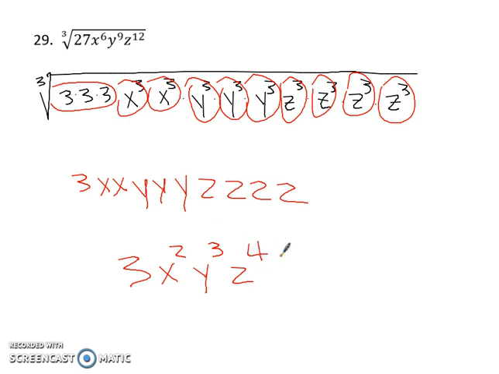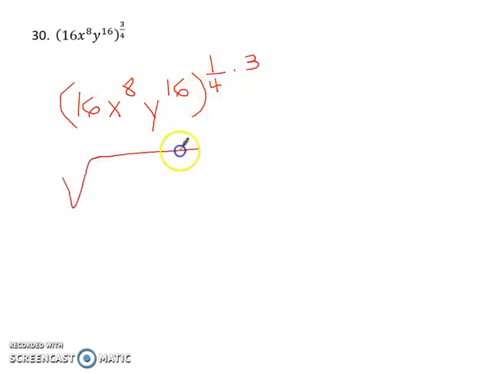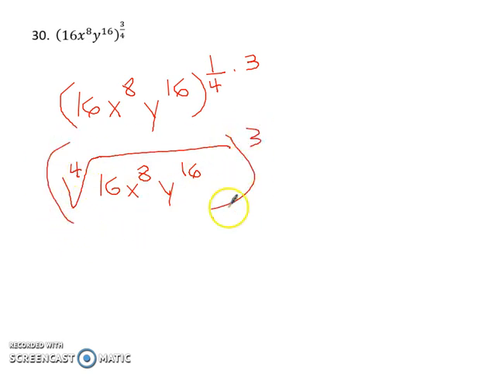So on this question here, we have 16x to the 8th, y to the 16 to the 3/4 power. What helps me is to think about this like so. We have 16x to the 8th, y to the 16 to the 1/4 power times 3. So I'm thinking, what's the 4th root of 16x to the 8th, y to the 16? What's the 4th root of that? And then raise whatever I have there to the power of 3.